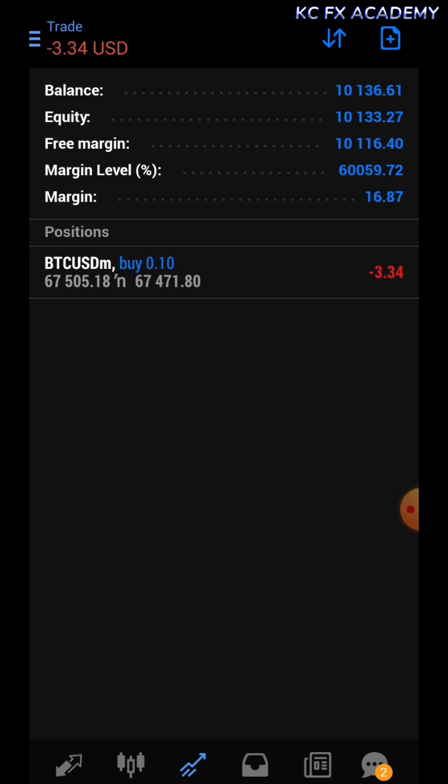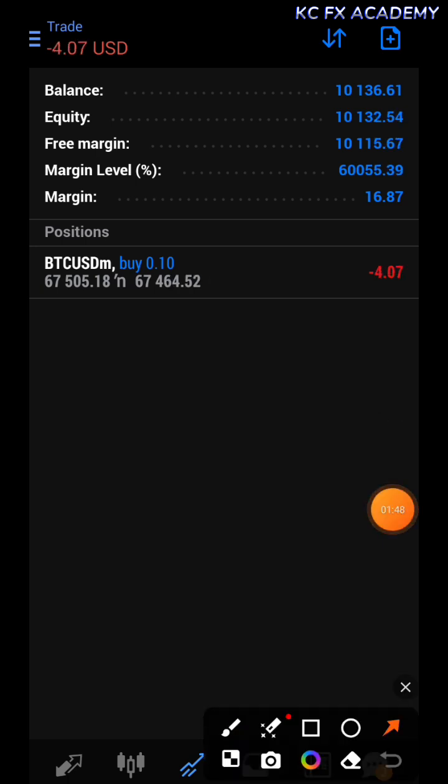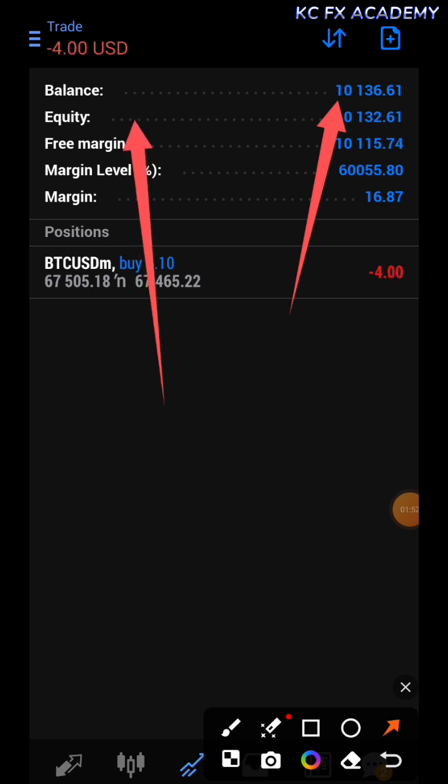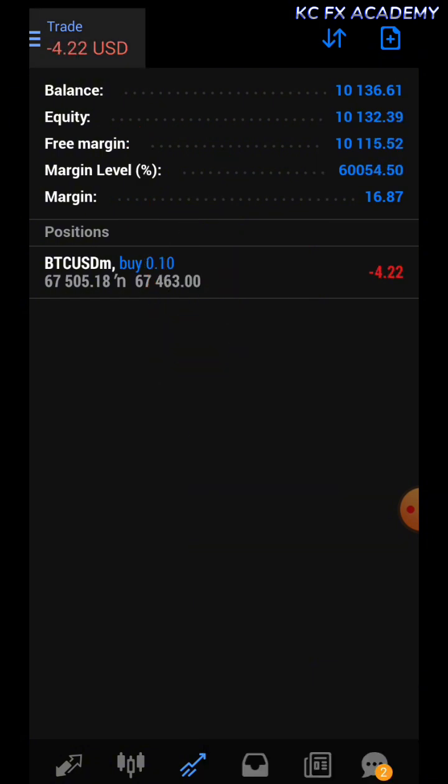Now this is a trade I've opened. Let's see what's happening here. The first thing I'm able to see here is my balance. The second thing is my equity. The third thing is my free margin. Now the margin level and the margin. These are all I'm able to see here.